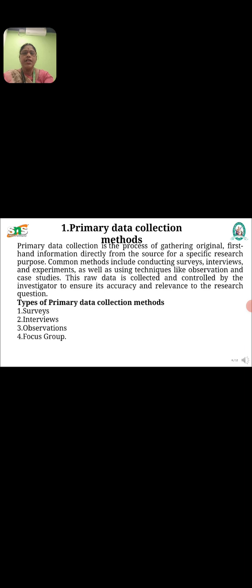Primary data collection is a process of gathering original, first-hand information directly from the source, in a realistic form, for a specific research purpose. Common methods include conducting surveys, interviews, and experiments, as well as using techniques like observation and case studies. This raw data is collected and controlled by the investigator to ensure its accuracy and relevance to the research question. So the very important thing for primary data is accuracy.